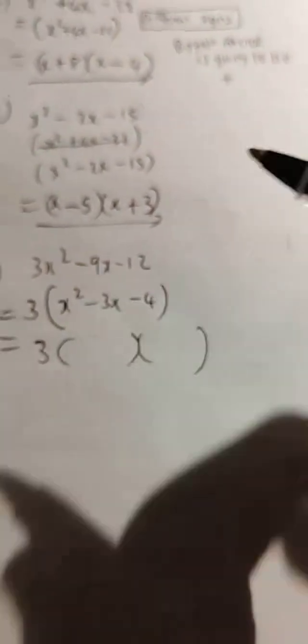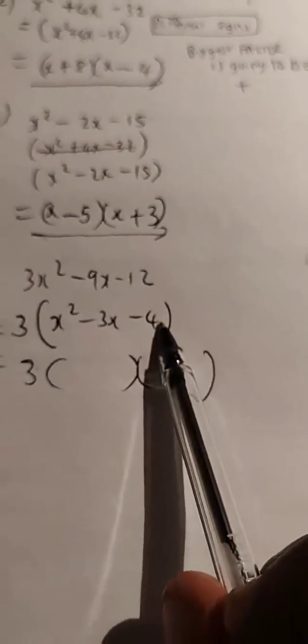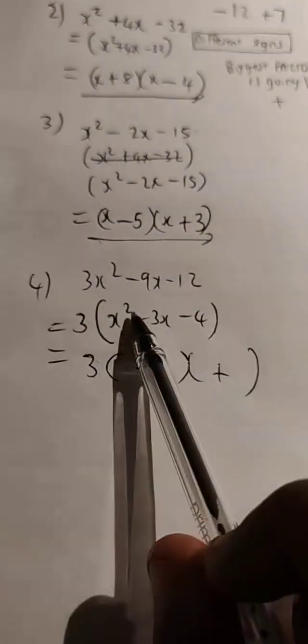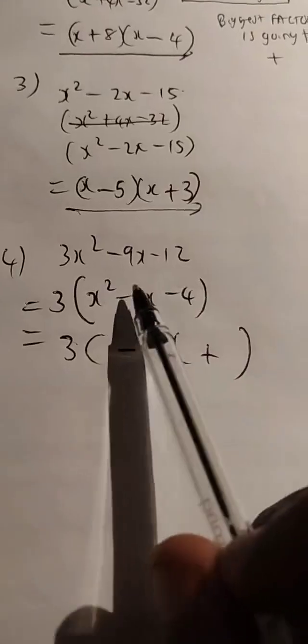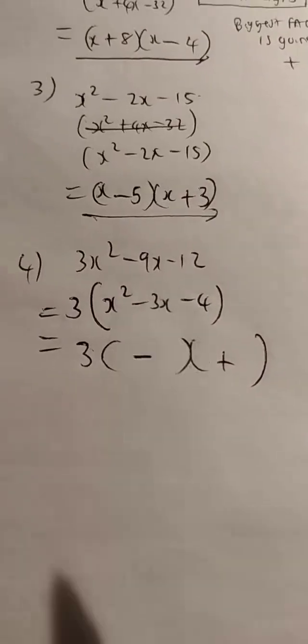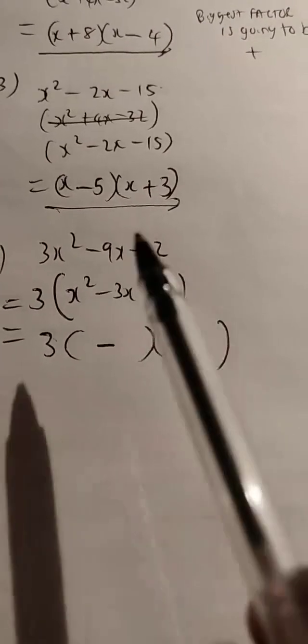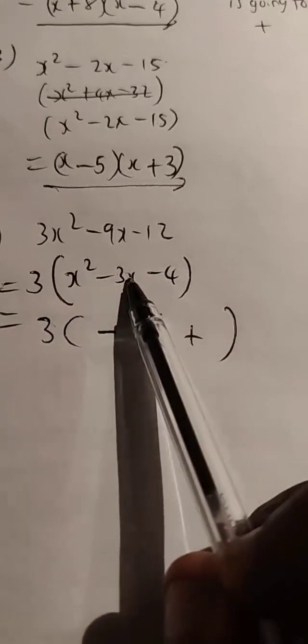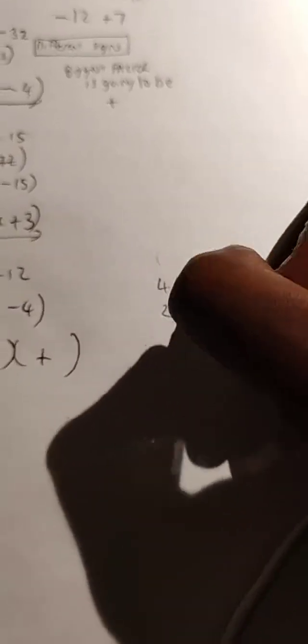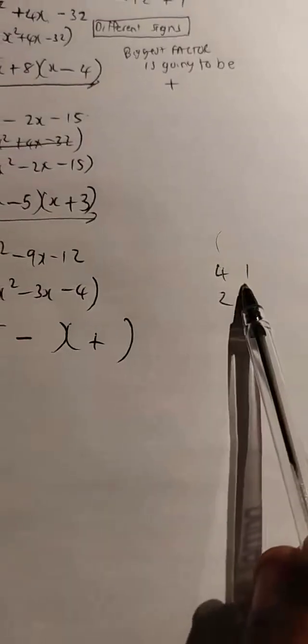Okay, now we open 2 brackets. Remember, minus means different signs. Okay, different signs. So minus, positive, and then this middle sign means the biggest factor is going to have a negative sign. Okay, the biggest factor is going to have a negative sign. So the factors of 4, you have 4 and 1, you have 2 and 2. But which one?